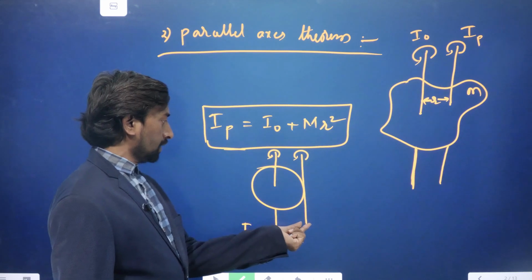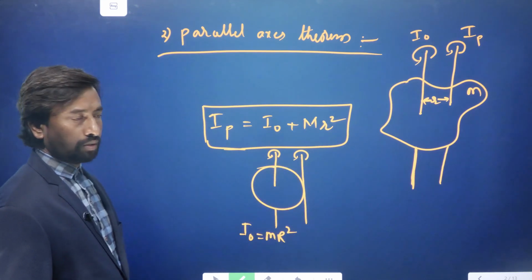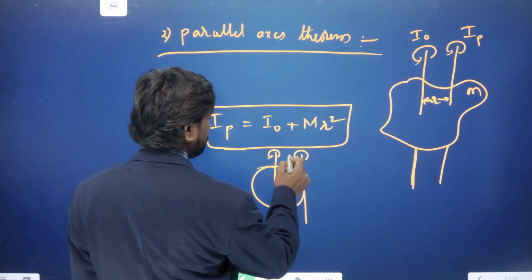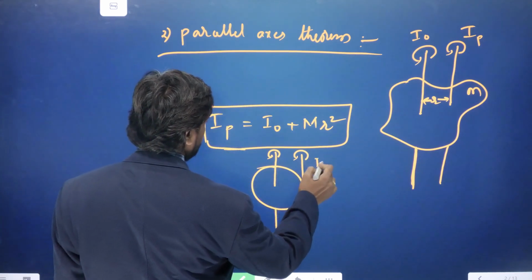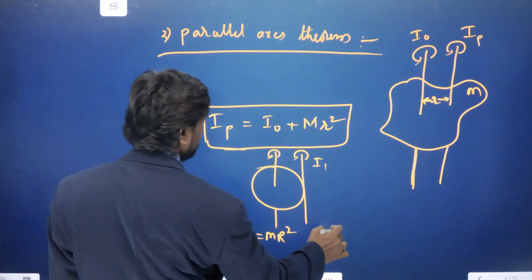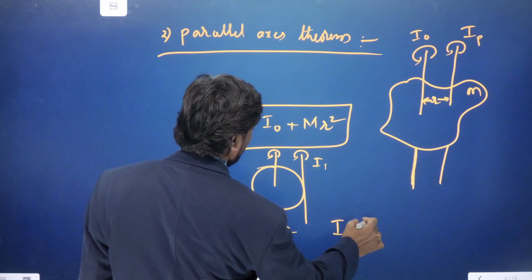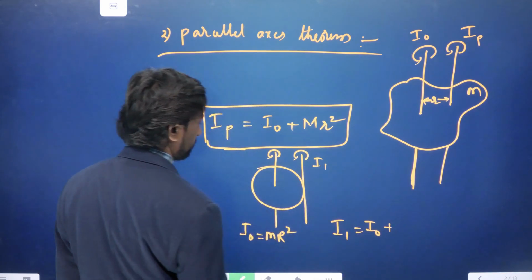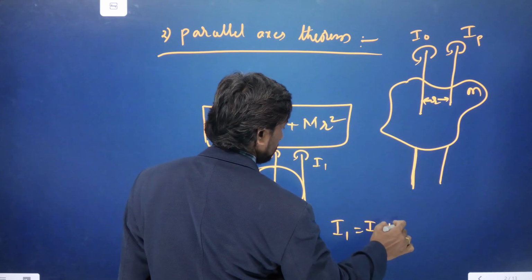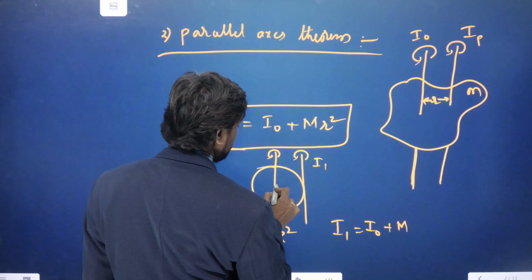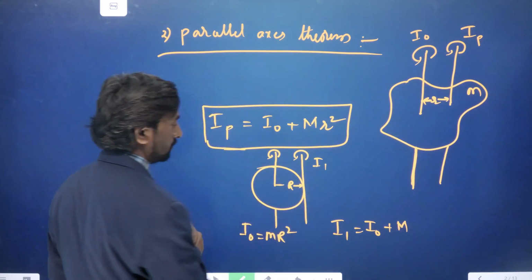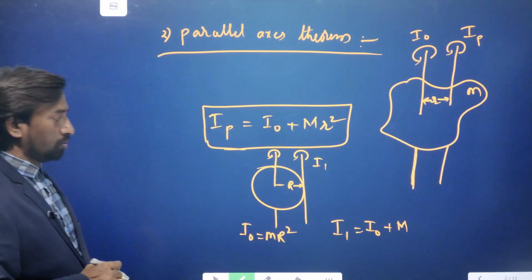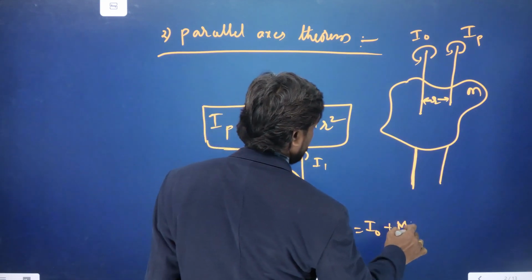Now if you want to find out the moment of inertia about this other axis, how do we find it? Let us consider this as I1. So I1 can be written as I0 plus the mass of the body, m, times the square of the perpendicular distance. Here the distance is the radius only, r. So we can write mr square.